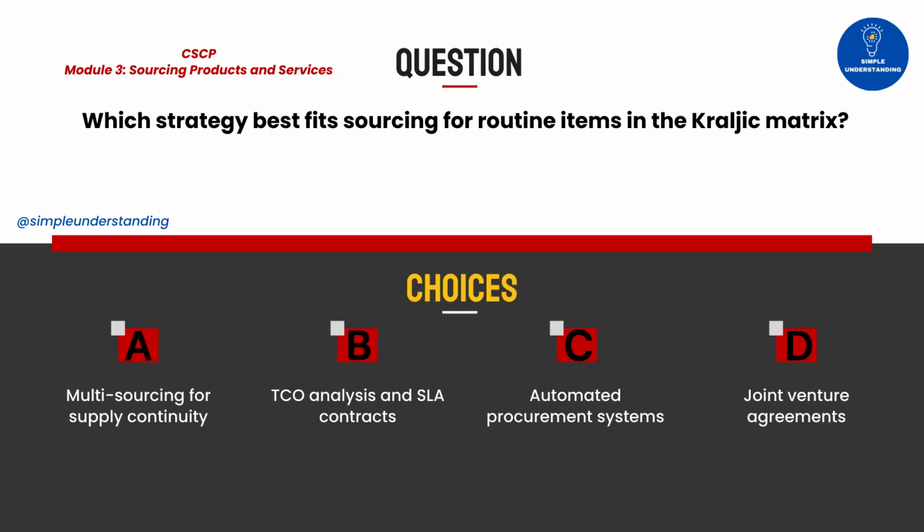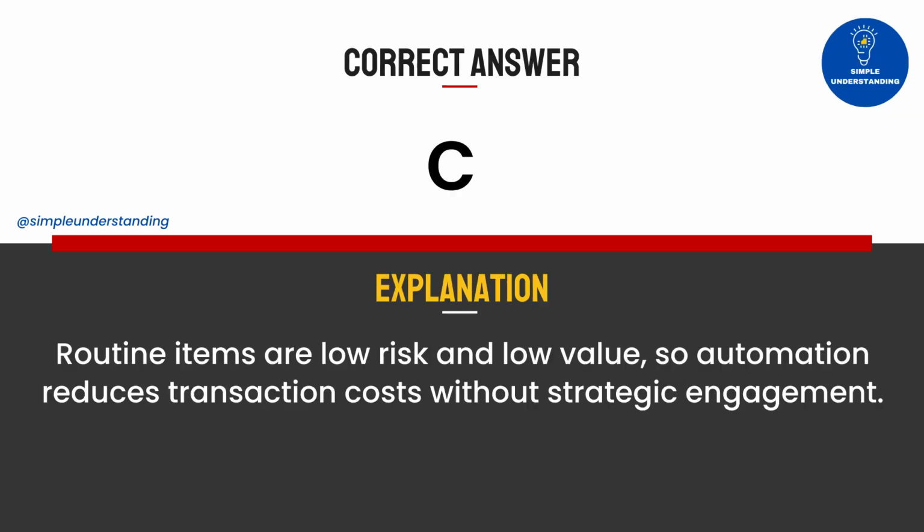3. Which strategy best fits sourcing for routine items in the Kraljic matrix? A. Multi-sourcing for supply continuity. B. TCO analysis and SLA contracts. C. Automated procurement systems. D. Joint venture agreements. Correct answer, C. Explanation. Routine items benefit from automation due to their low strategic impact and transaction frequency.